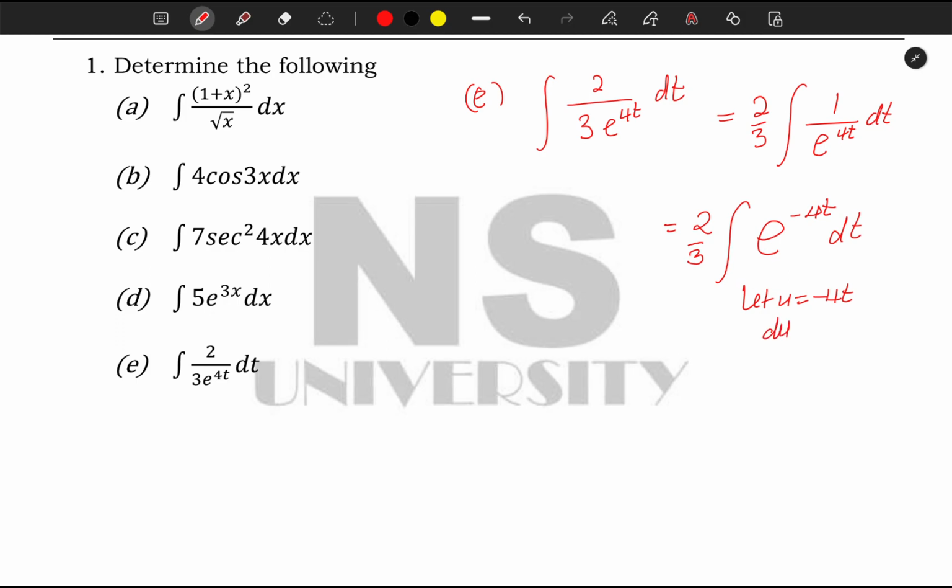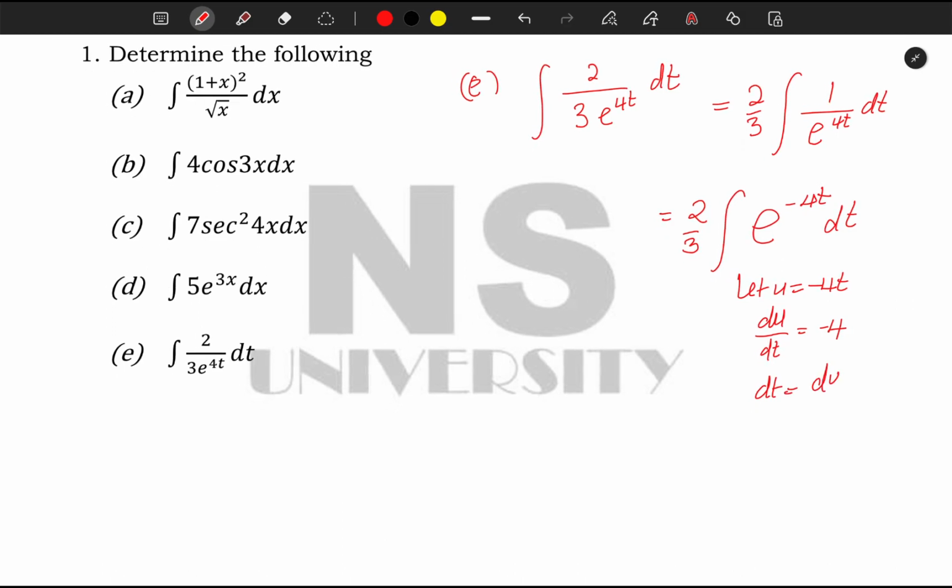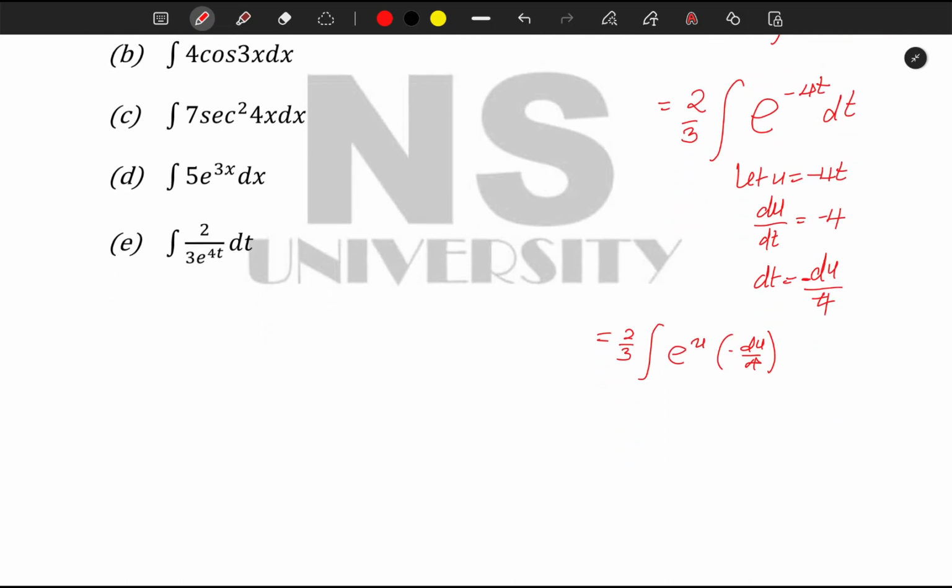Let u be equal to negative 4t. Then you can find du dt as negative 4. Then dt will be equal to du over 4, but with a negative there. Then we can go back and say we have 2 over 3, the integral of e to the power u, then negative du over 4. So we can take that out. Negative 1 over 4 can come out. Then the integral of e to the power u du.